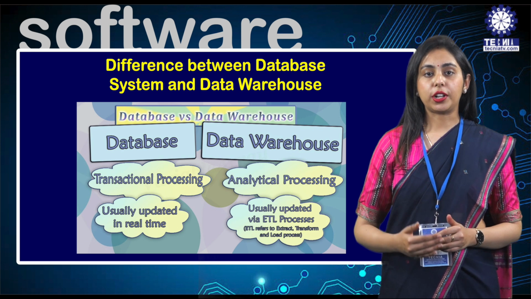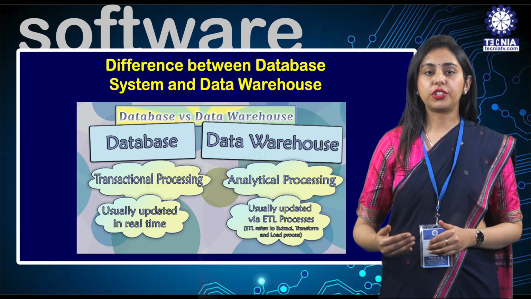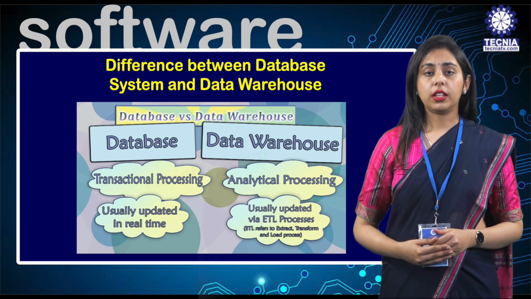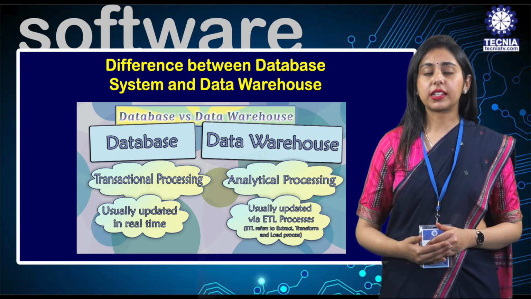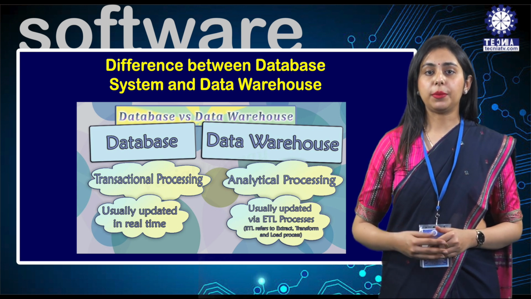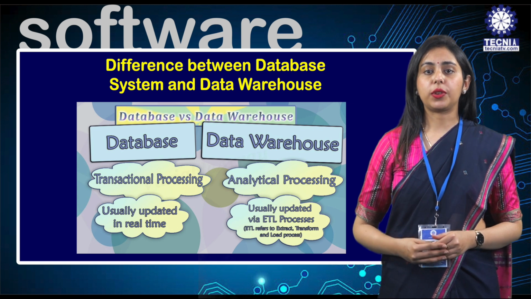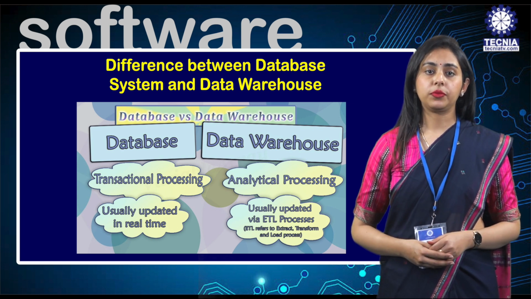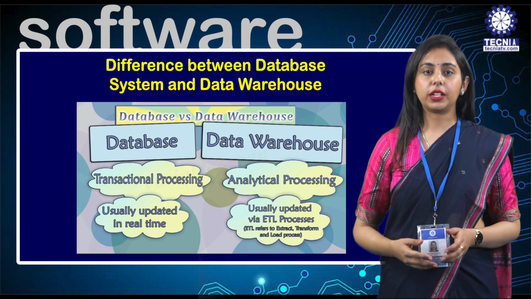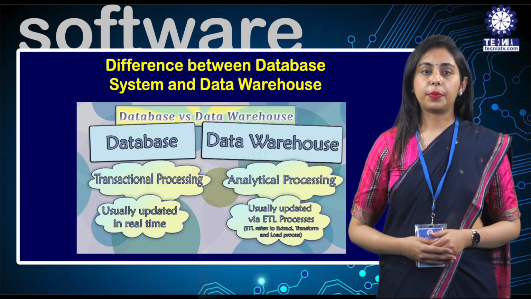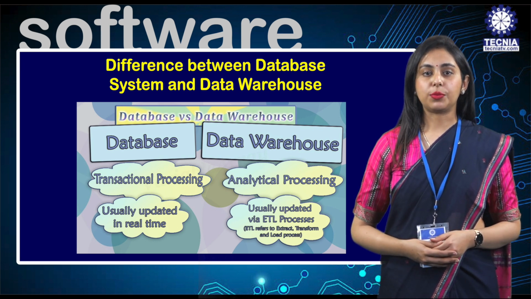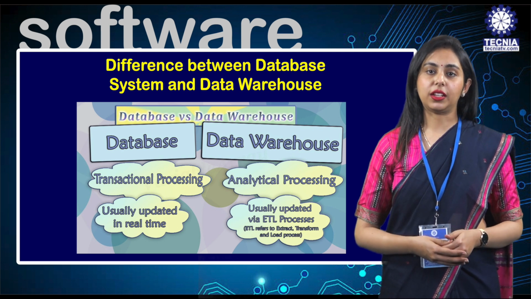Users. For DBMS, the users are operational staff, for example, clerks, front-end users. For the data warehouse, the users are business analysts, data scientists, decision makers. The examples of each one of them, for DBMS, we have MySQL, PostgreSQL, SQL Server, Oracle DB. And some examples of data warehouse are Amazon Redshift, Google BigQuery, Snowflake, SAP BW, etc. So these are some basic differences between database management system and a data warehouse.